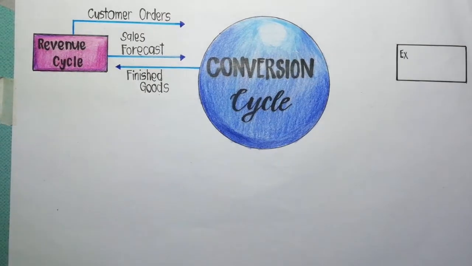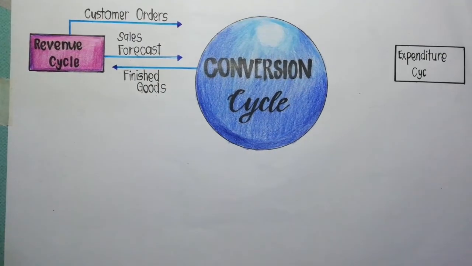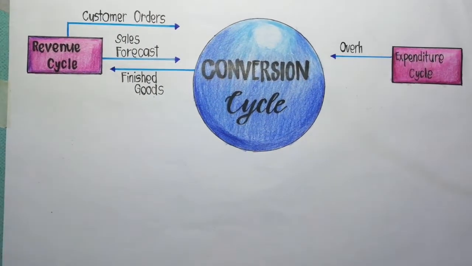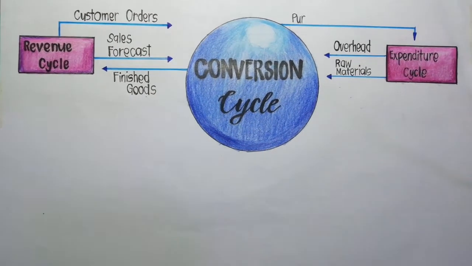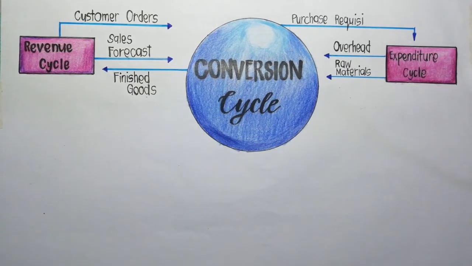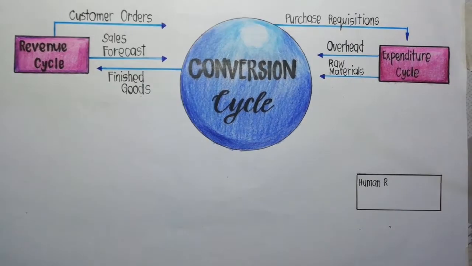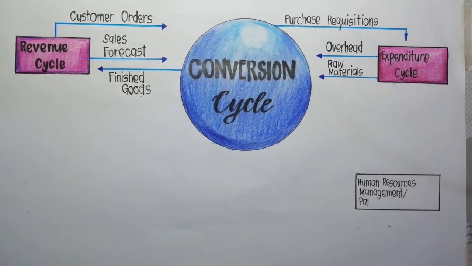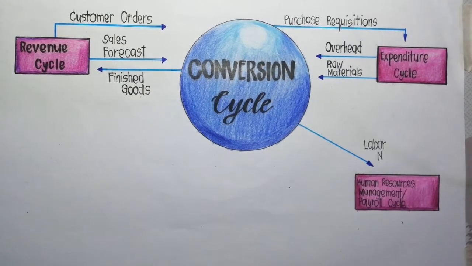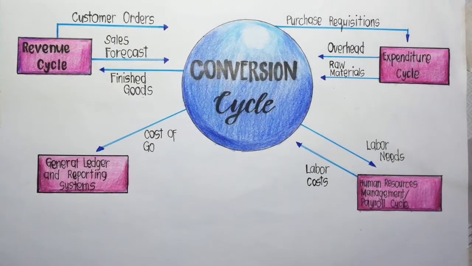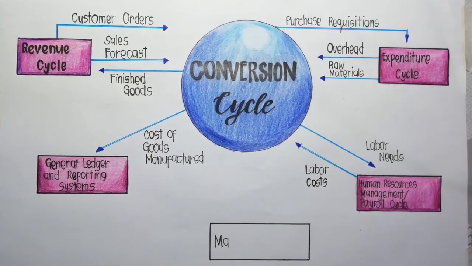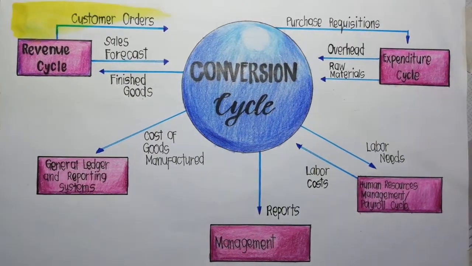A purchase requisition that indicates the raw materials needs is sent to the expenditure cycle information system. In exchange, the expenditure information system provides the raw materials acquisition and other expenditures such as overhead. Information on labor needs is also sent to the human resources cycle, which in turn provides the data about labor costs and availability. Finally, the conversion cycle provides the general ledger and reporting system data about the cost of goods manufactured. Not to forget, it reports to the management.